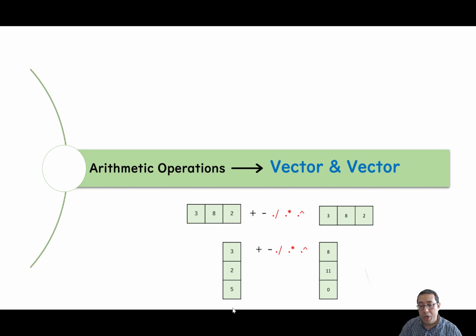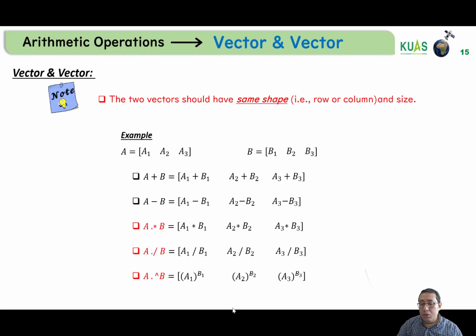In the next section, we are going to consider the case where we have a row vector multiplied to row vector or column vector multiplied to column vector. Let's consider the example for the row vector, which is exactly the same for the column vector. But there is a very important note here. To do the arithmetic operation between two vectors, they should have exactly the same shape. It means that it should be the same number of rows or the same number of columns. It means it's the same size.